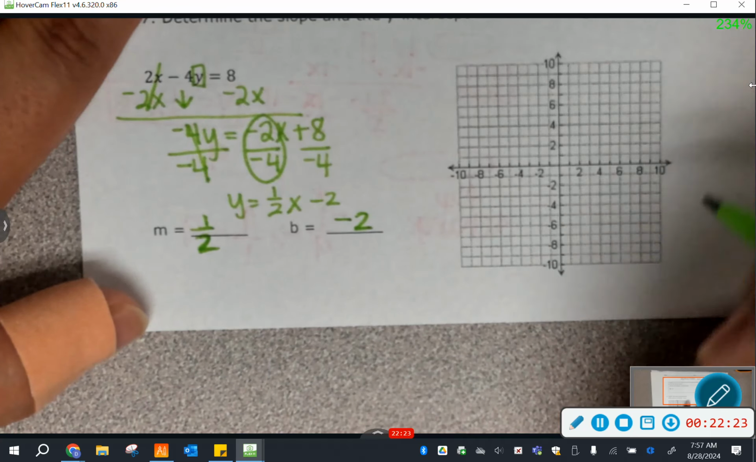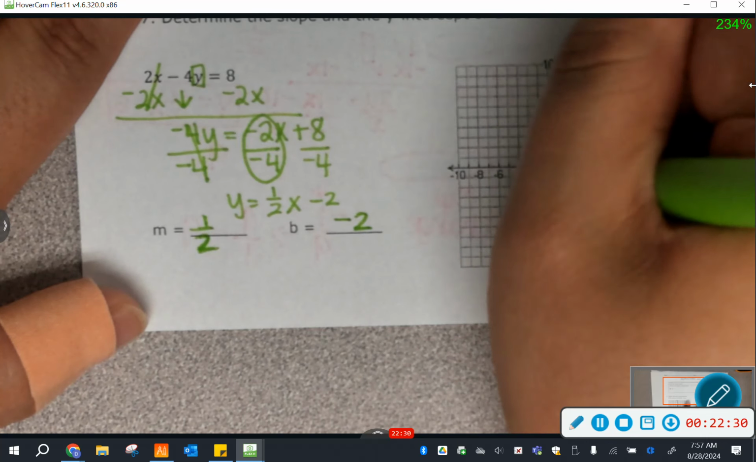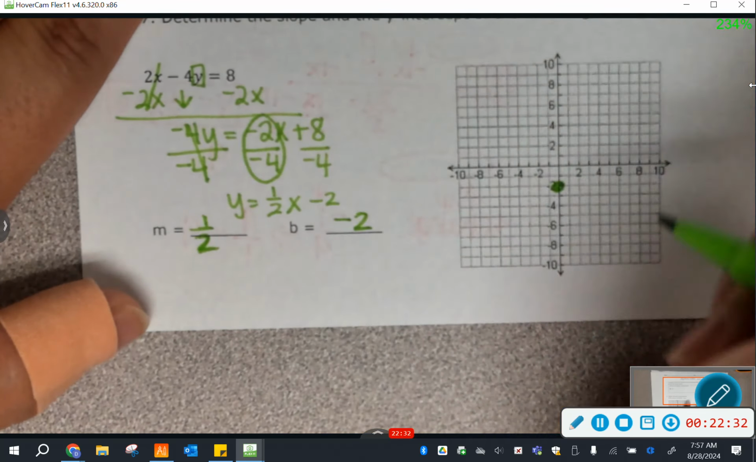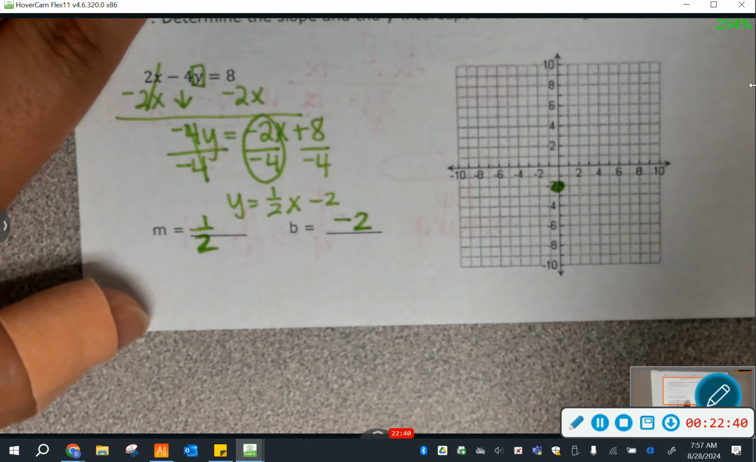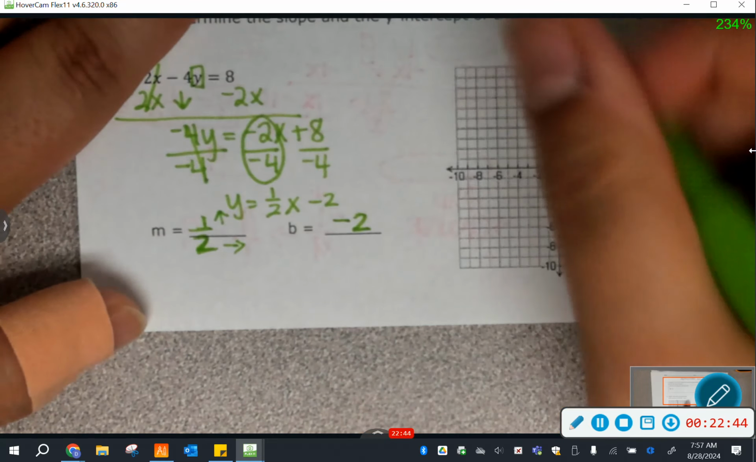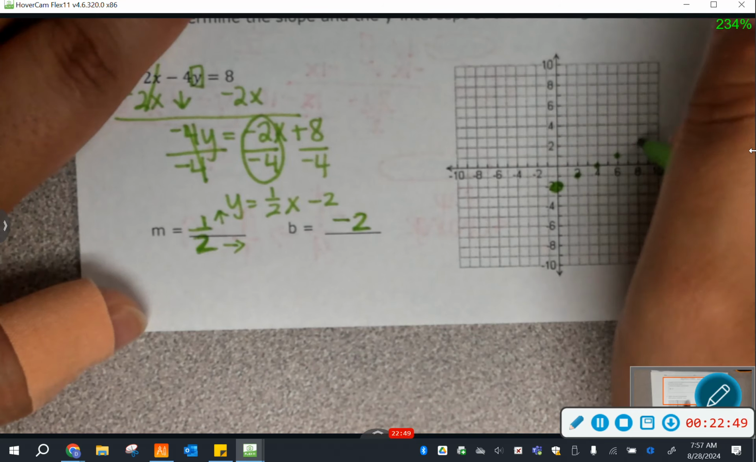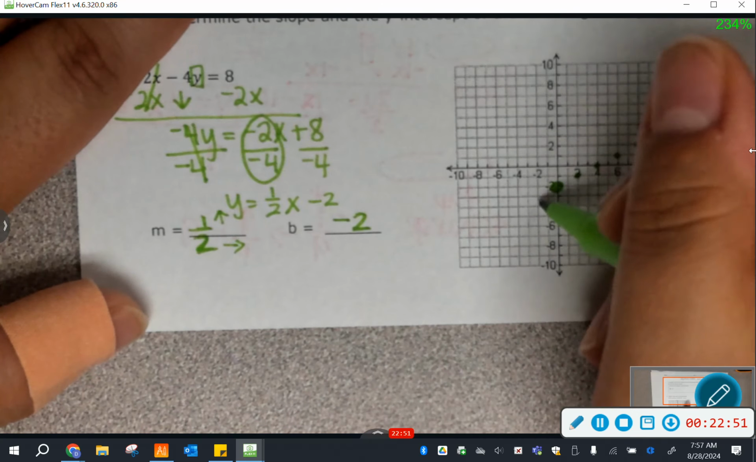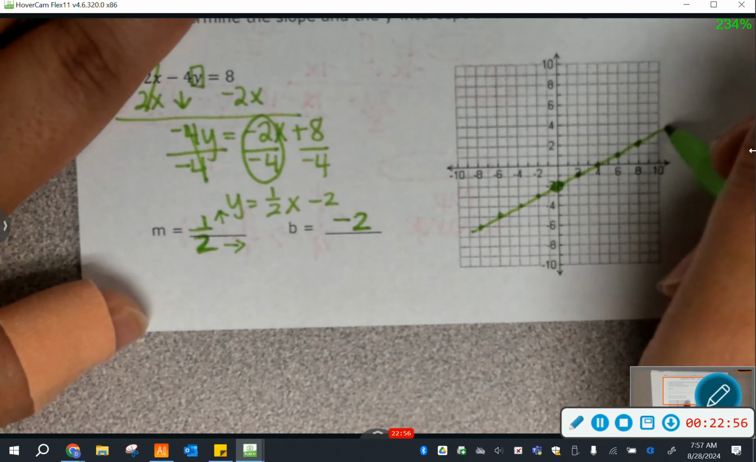Where am I going to begin? Negative 2, good. That's my B. How am I going to move? Should be a line that's going up? Up 1, good correction. Up 1, and we always go to the right. So you always need to think, should my line be going up or down? Because it's a positive, my line should be going up.